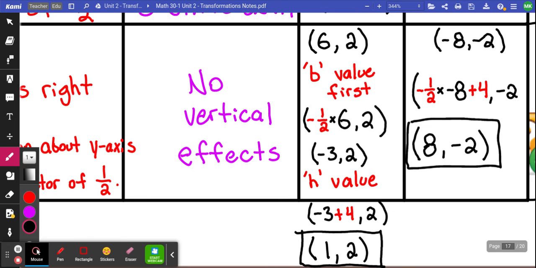Negative a half times negative 8 would become positive 4, not negative 4. And then add 4 to that. We'll take it to 8. 4 plus 4 is 0 sometimes.